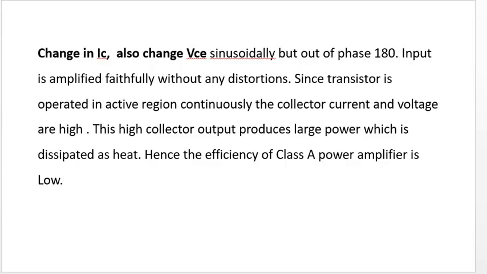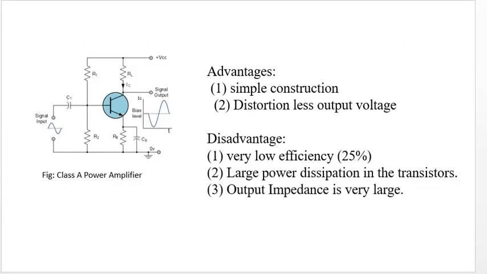Here, the transistor must be operated in the active region continuously. For both conditions, current and voltage are high. High collector output produces a large power. In a high power, part of the power is dissipated as heat. So in the Class A amplifier, the efficiency is also low.